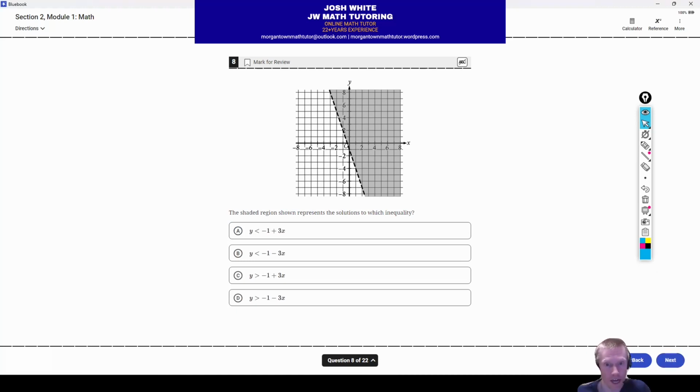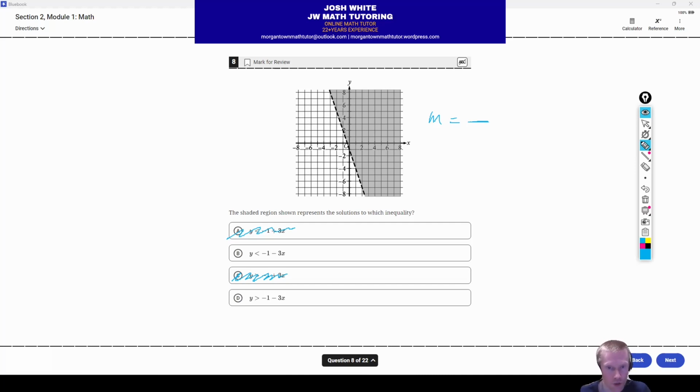Next up, question number 8, we have a linear inequality, which is graphed. So a couple different ways you could do this. First of all, notice that this line has a negative slope. Therefore, we can get rid of answer choice A because that is a positive slope, and answer choice C. Again, that has a positive slope or a positive number in front of the x. So we're down to these two.